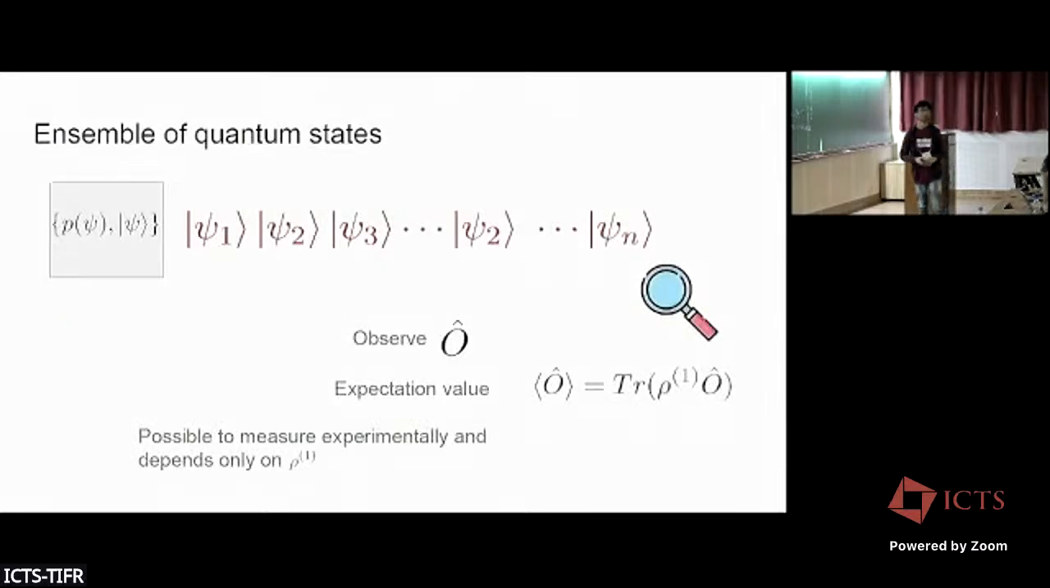Okay, so what is an ensemble of quantum states? It can be thought of as a collection of pure quantum states, or as a black box which generates a certain number of states on demand. Those states need not all be unique. Some of the states might be repeated, like here, psi2 and psi2 come twice. But it is a machine that generates n states on demand with a certain probability distribution.